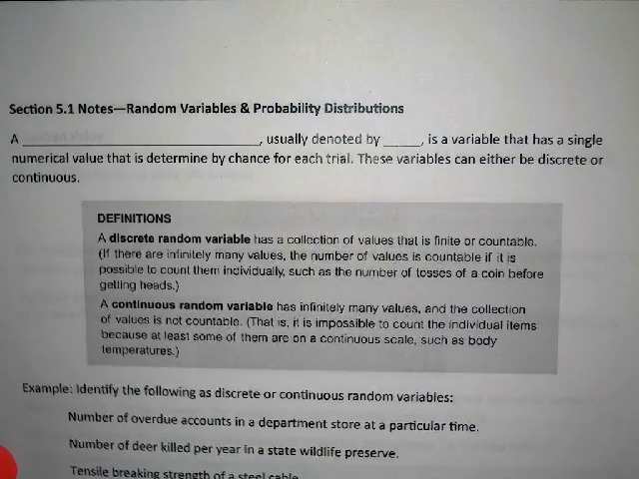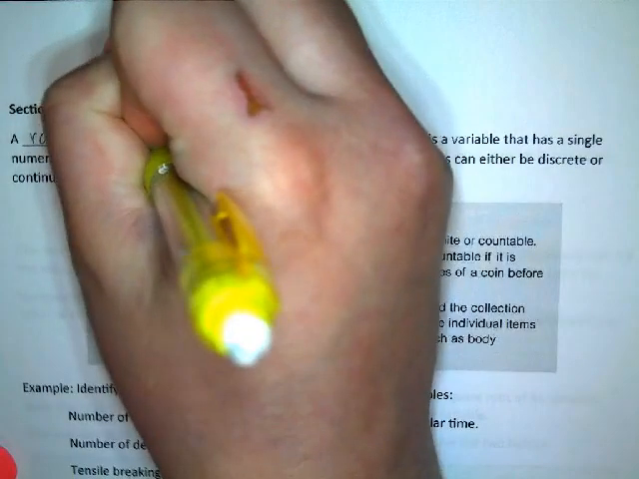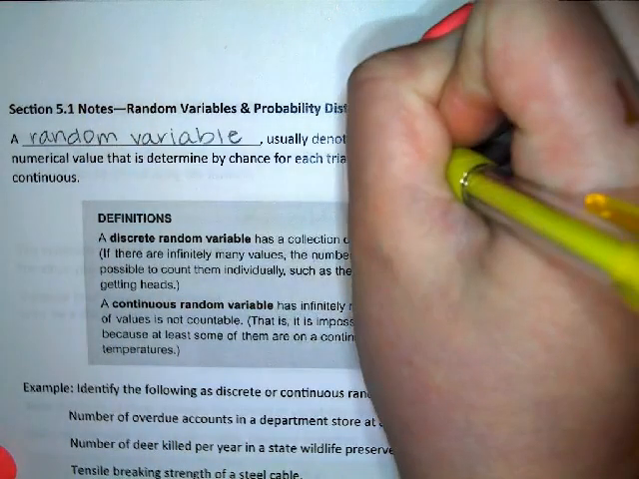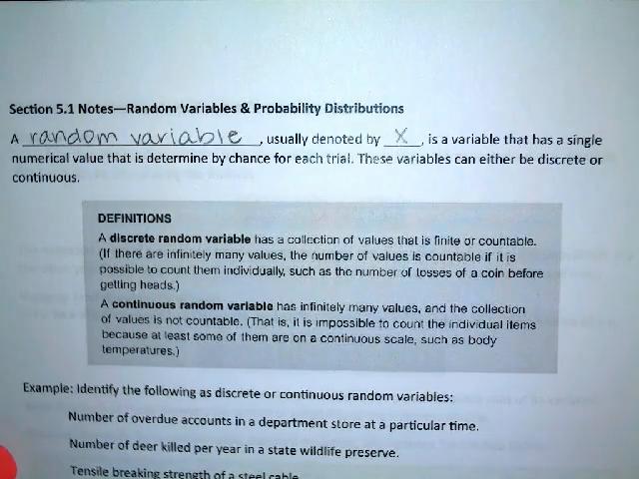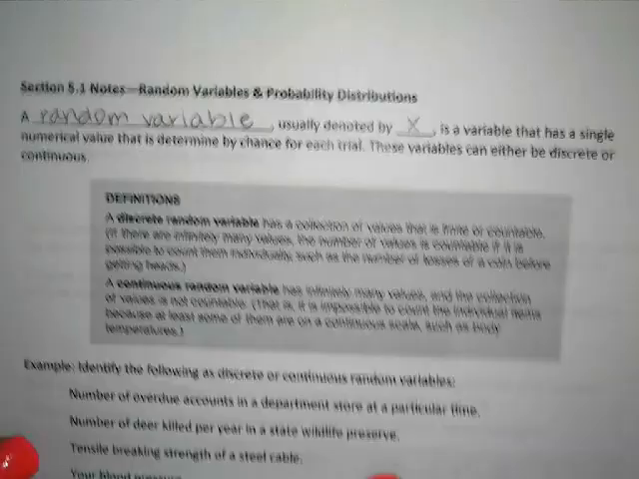This video is on section 5.1 notes, random variables and probability distributions. A random variable, usually denoted by x, is a variable that has a single numerical value that is determined by chance for each trial. These variables can either be discrete or continuous. And I know that definition is a little bit abstract, but we'll see examples of that in a second.